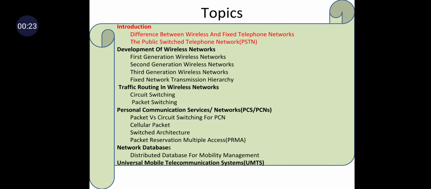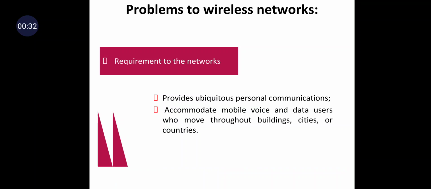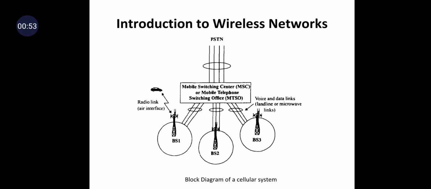Here we have to see the difference between wireless and fixed telephone networks, the public switched telephone network, that is PSTN. So let's see the requirements to the networks. Why we need networks? Networks are needed for providing personal communication, and they are used for accommodating mobile voice and data users who move throughout buildings, cities or countries. So these are the requirements for wireless networks.